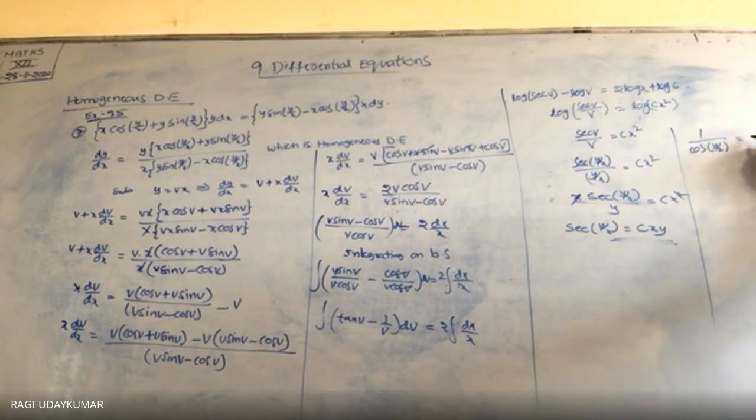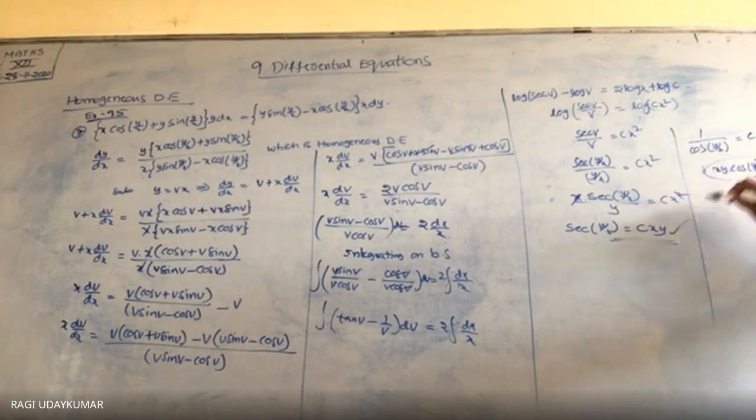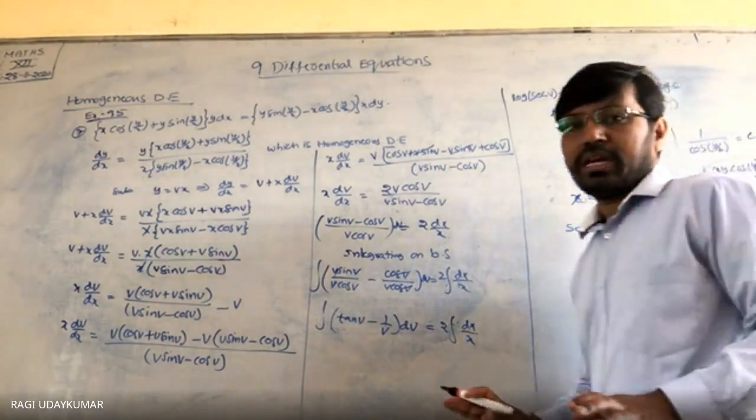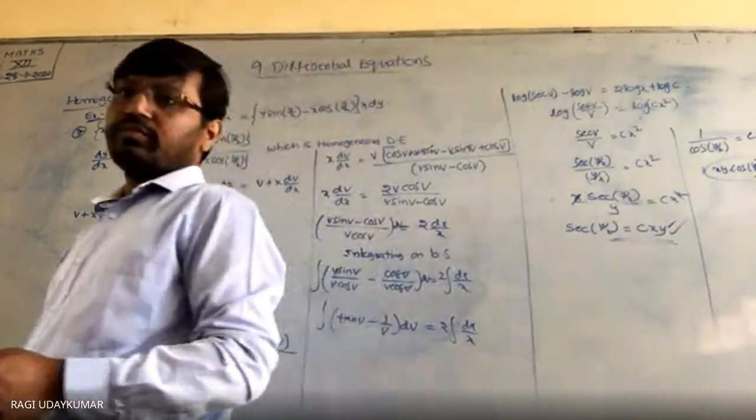So you can write it as c into xy into cos y by x is equal to 1. You can write 1 by c as a constant, and that 1 by c can again be written as some constant k. Whatever it may be, you may have this answer, you may have that answer. If you write this answer also, it is right. I'm not saying that it is wrong.